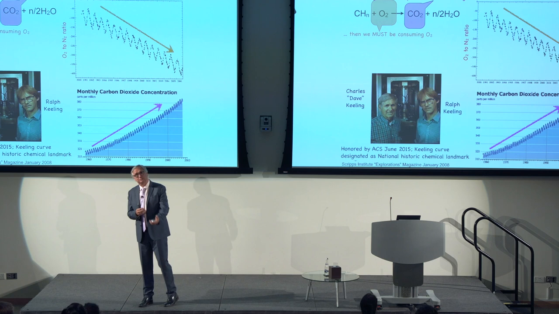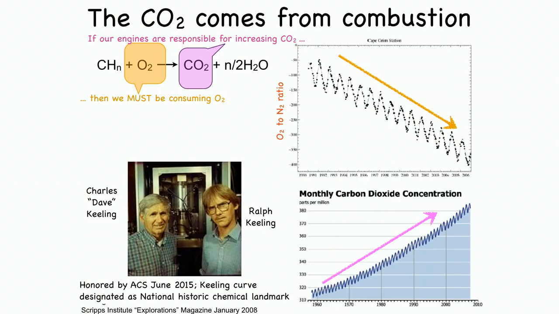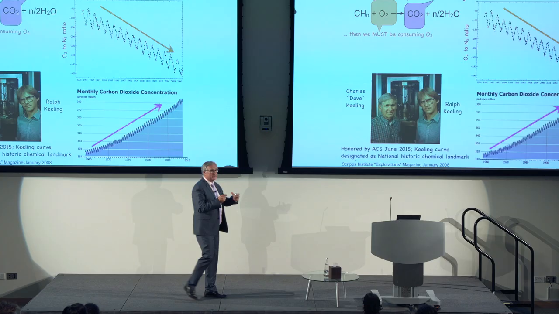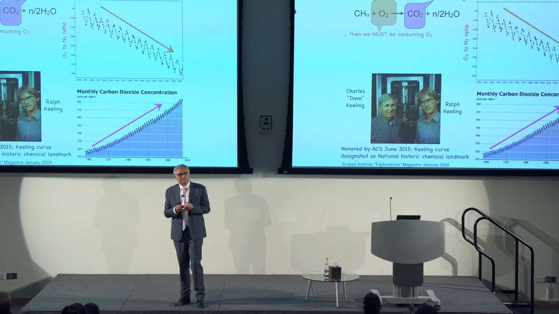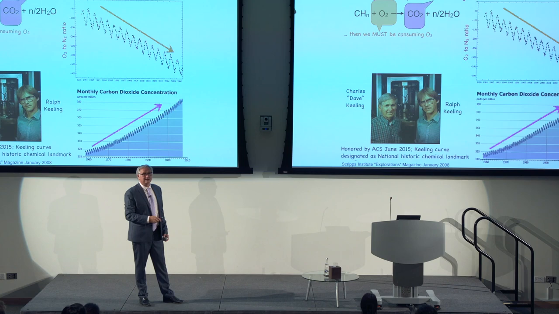So the answer is that the CO2 is coming from combustion. Now, there is a much more sophisticated way to make the connection between CO2 in the air and combustion, and it has to do with measuring the isotopes of carbon. That's a technical detail that might not be important to all of us. I find this to be the most compelling story. The answer is we're burning fuel because the oxygen is being consumed.